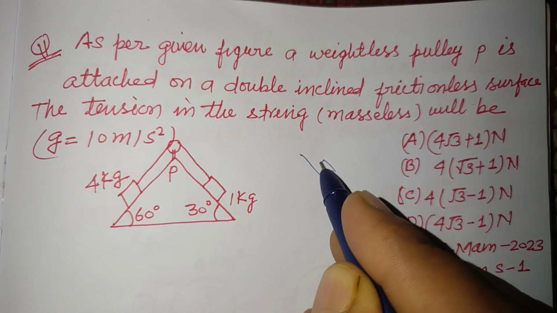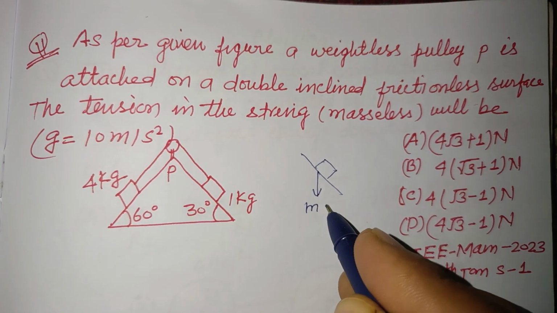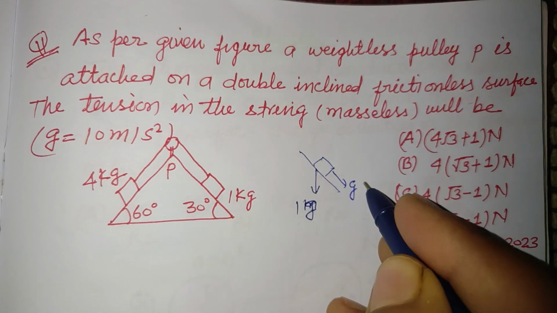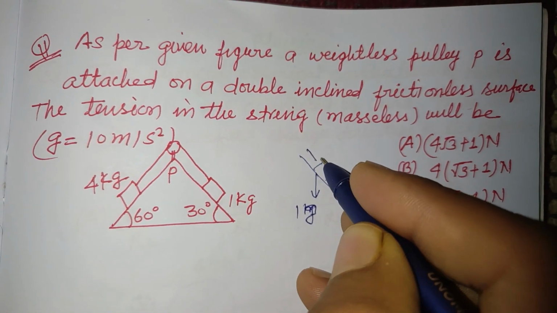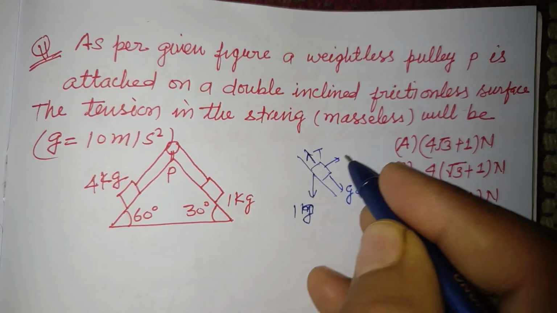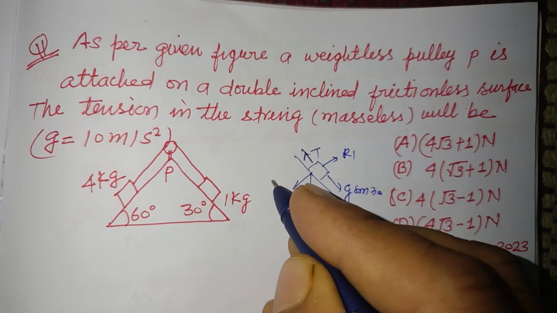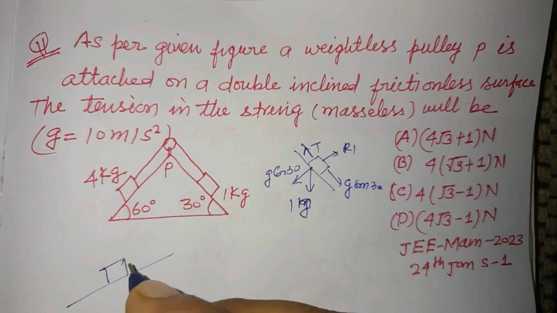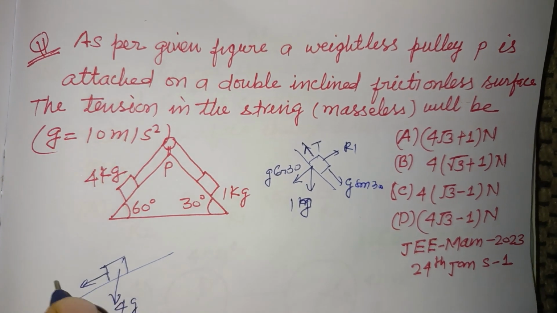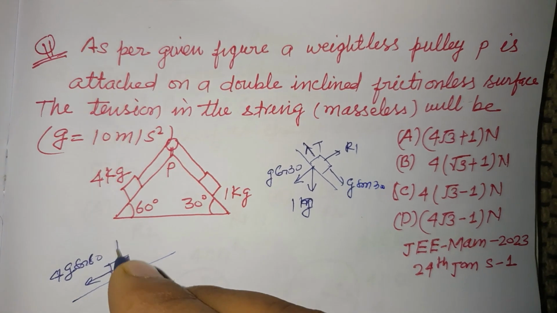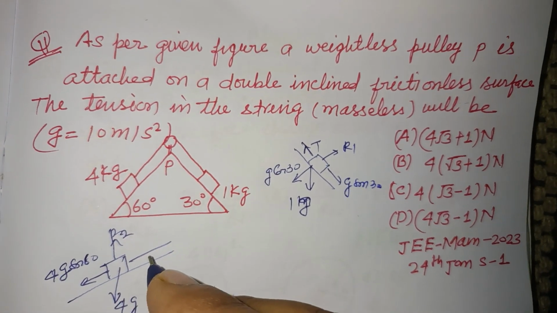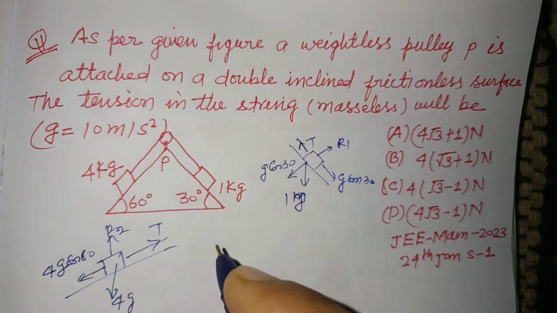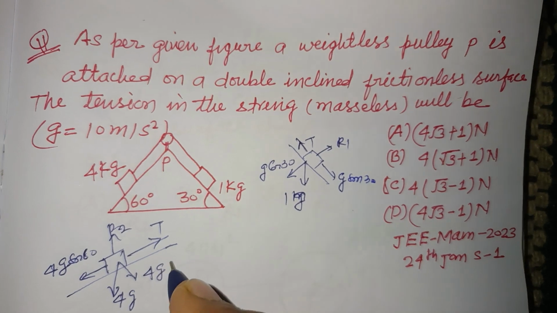For this particle of 1 kilogram, here its mass 1g works in this direction, here 30, so g sin 30, and here is tension T, its reaction is R1, okay, and here is g cos 30. And for this block we have 4g, 4g sin 60, and this is R2, okay, and here is tension T, and 4g cos 60.